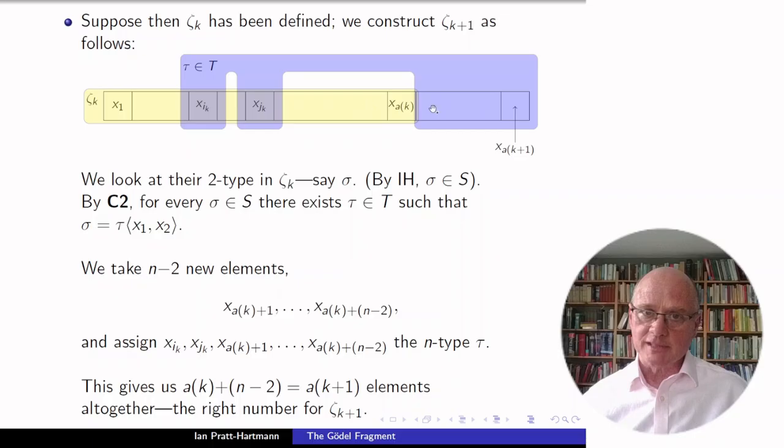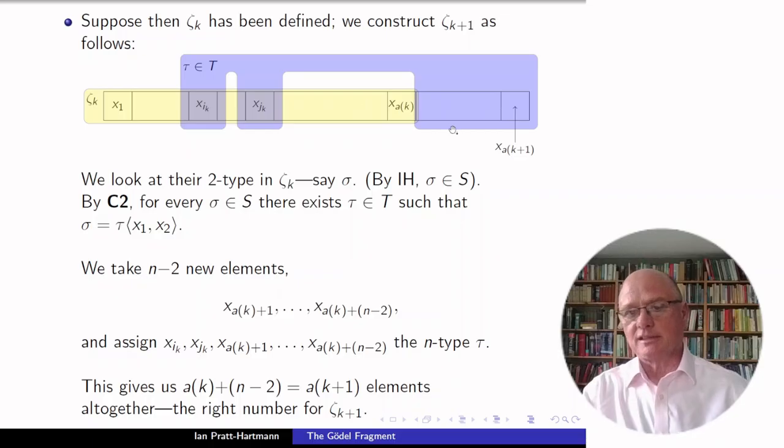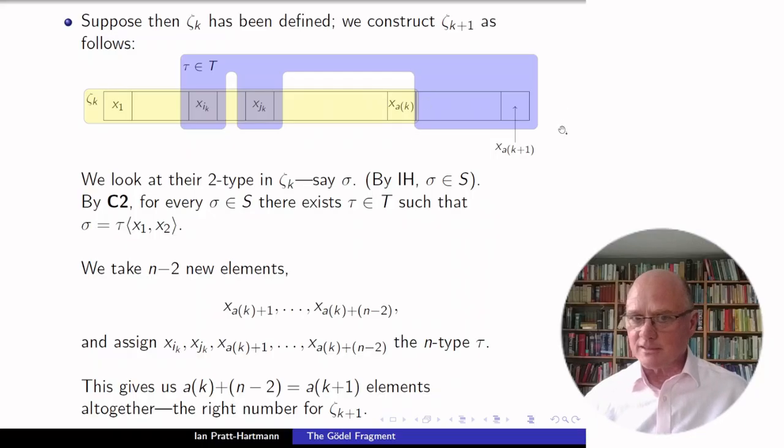Remember that these are all distinct, so it's legitimate to simply assign these any n-type we like. There are n-2 new variables. We've got a 2-type here. So that's an n-type. And notice that because we've chosen a tuple from T, the tuple consisting of this element, that element, and the new element will satisfy psi. That's the idea. So we found witnesses now for this pair of elements.